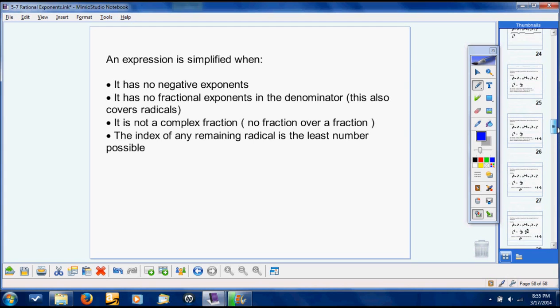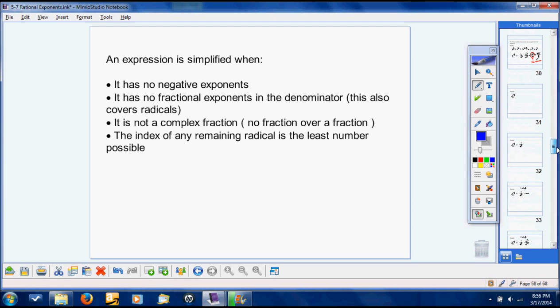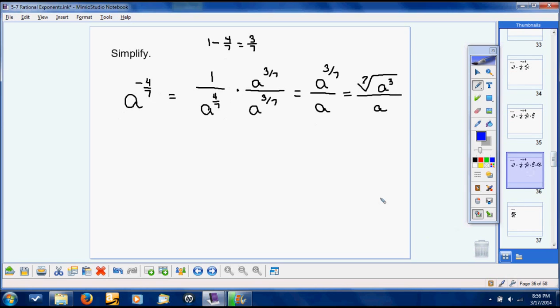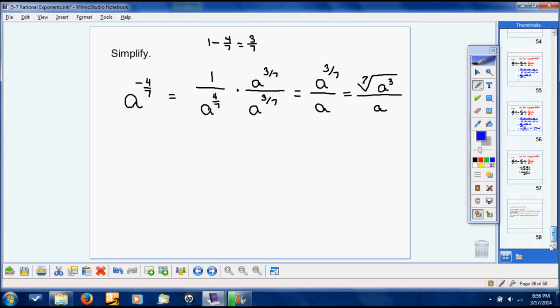Let's go through, check another one. Here we go. This one. We could have even stopped here. This would be a right answer. This is another form of the right answer. Because once again, there's no fractional exponents in the denominator. The index is as small as possible. It passes all of those tests. No negative exponents, nothing like that. And we kept on going down. And finally, that last one we did.